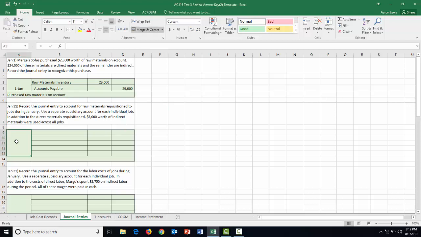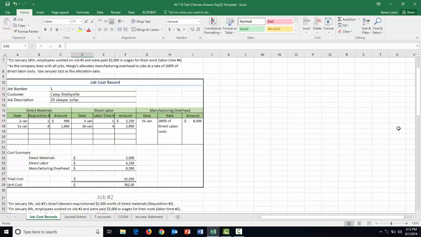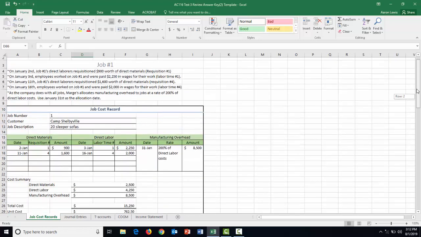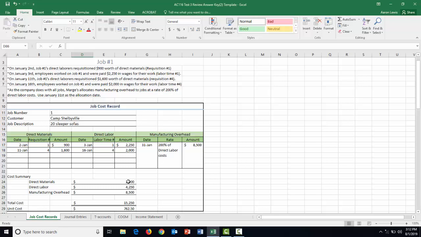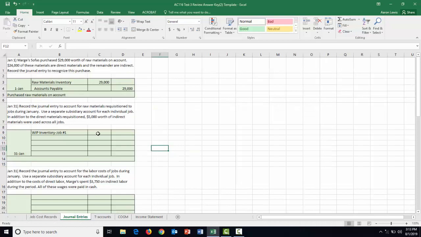So let's start with the date here, and we have January 31st. Because we're going to use separate subsidiary accounts, we're going to have a WIP account, or a work in process inventory account, for each job. Let's start with job number 1. How much material went into job number 1? Well, easy enough. We can figure it out from our job cost record. When we look in our job cost record for job number 1, we see that the amount of direct materials that were requisitioned in total down here is $2,500. So when we go back to our journal entry, we fill in that $2,500.